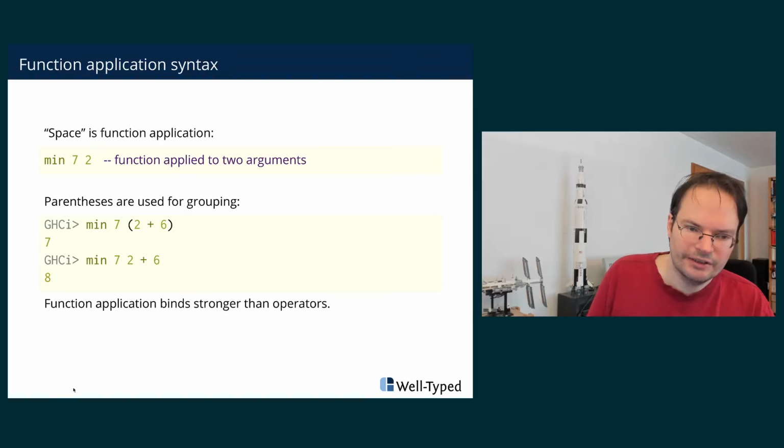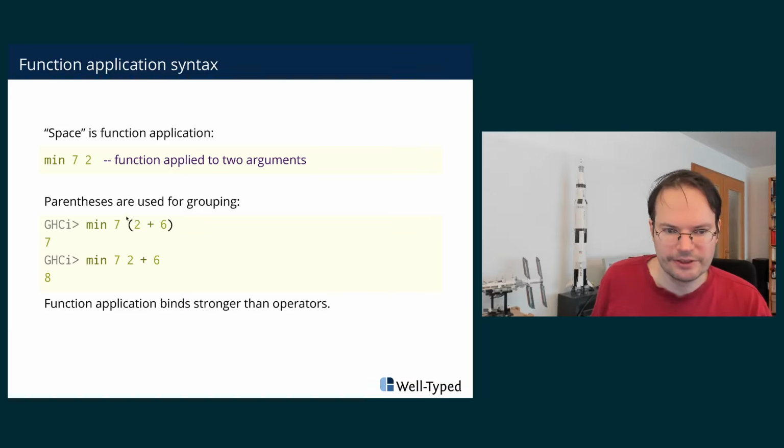So if we want to do that, we actually have to enclose 2 plus 6 in parentheses, such as we do here, in order to make it clear to Haskell that the entirety of the expression 2 plus 6 should be seen as the second argument to min. So parentheses are used for grouping here.